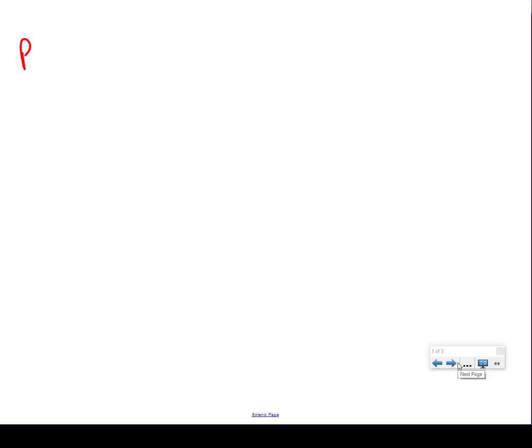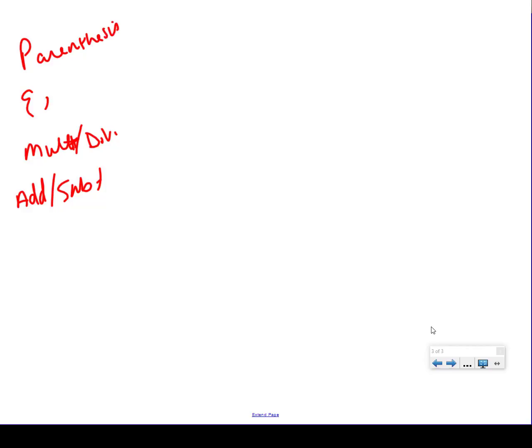So that's Please Excuse My Dear Aunt Sally: parentheses, then exponents, then multiply and divide, then add and subtract. So these are my rules. I'm going to have this first problem that looks like this. I have 1/3 plus 1/2 times 4/5.